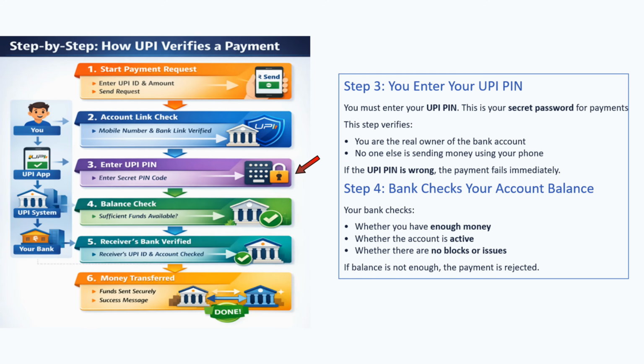Step 3 is you enter your UPI PIN. You must enter your UPI PIN. This is your secret password for payments. This step verifies you are the real owner of the bank account. No one else is sending money using your phone. If the UPI PIN is wrong, the payment fails immediately. Step 4 is the bank checks your account balance. Your bank checks whether you have enough money, whether the account is active, whether there are no blocks or issues. If the balance is not enough, the payment is rejected.